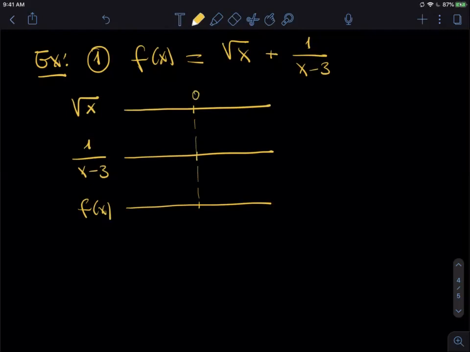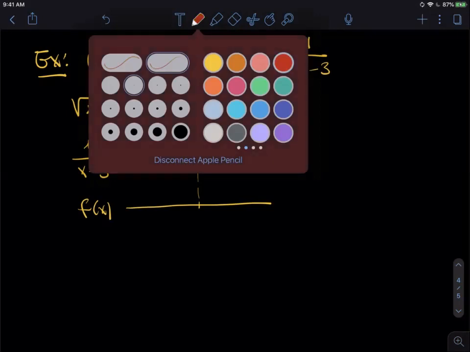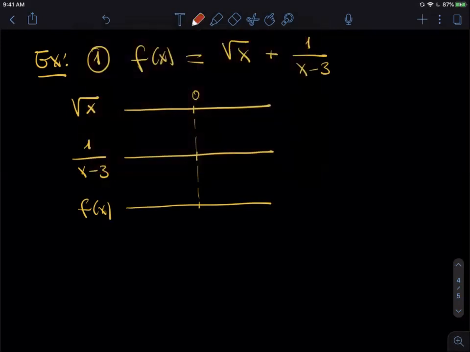So the square root of x, where is that one defined? That one is okay as long as x is positive, correct? So that over here is good. Now, if x equals 0, no problem. So 0 is included. So we draw a solid ball. And that's it. If I take a negative number, it's not going to work. So this is the domain for the square root of x.